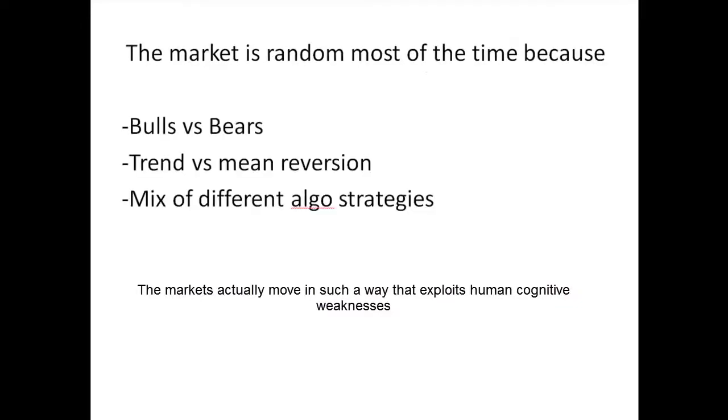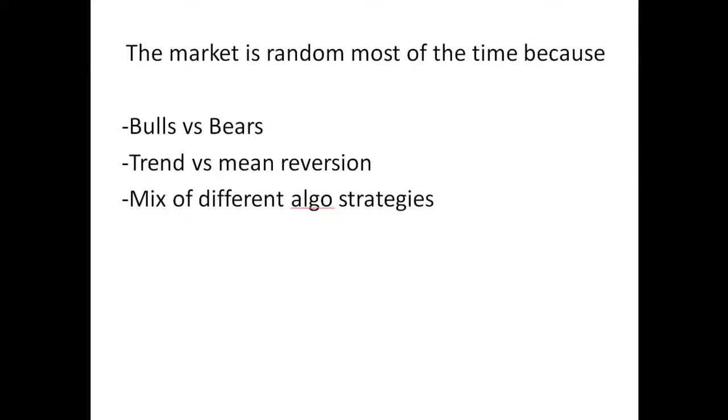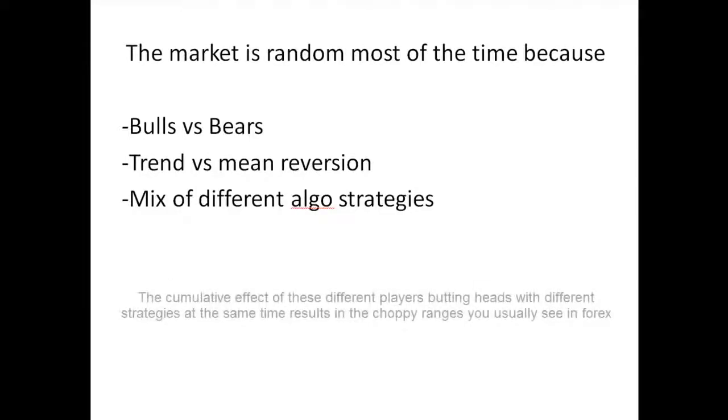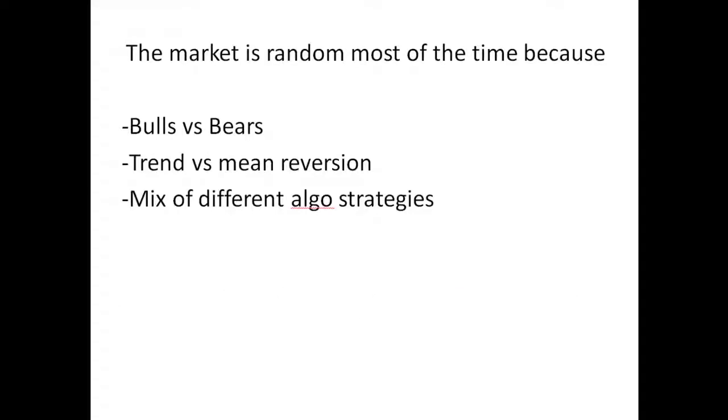So why is the market random most of the time? Well, if you think of what the market's made up of, it's made up of different components. Some of those, for example, would be the bulls versus the bears. So the bulls are buying because they think the price should go up, and the bears are selling because they think the price should go down. You have other people who believe the markets should be trending, and they're playing trend strategies. You have other people who are playing mean reversion strategies. A lot of the hedge funds play those.